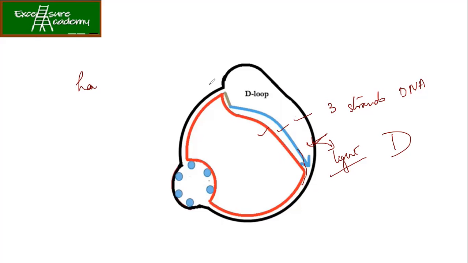Now please remember in the case of mitochondria, or the D loop replication, both origins will not act together. They are not going to start the replication together. First your heavy strand will be replicated, and only after that will the light strand be replicated.